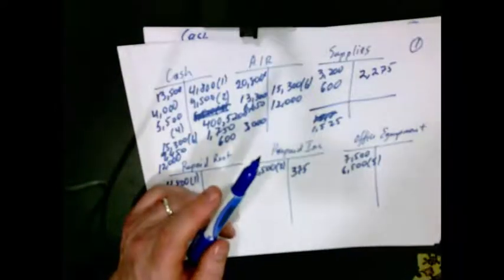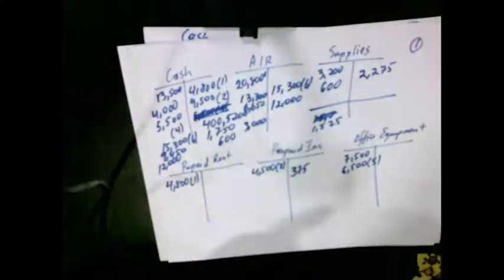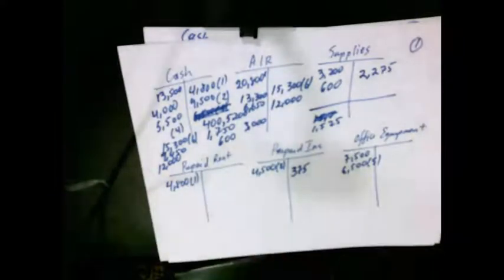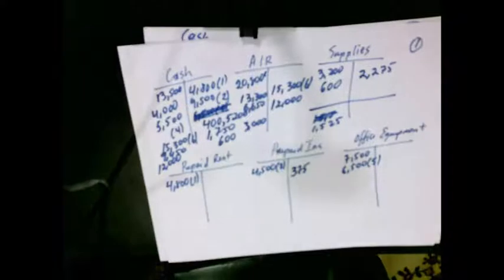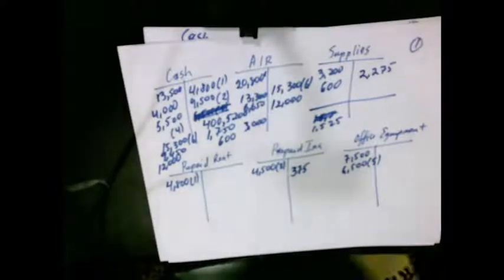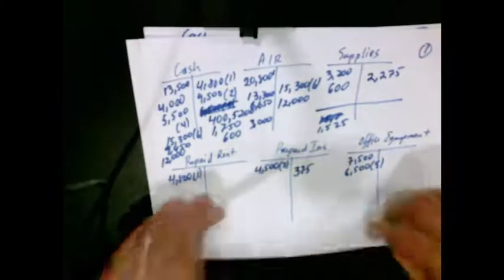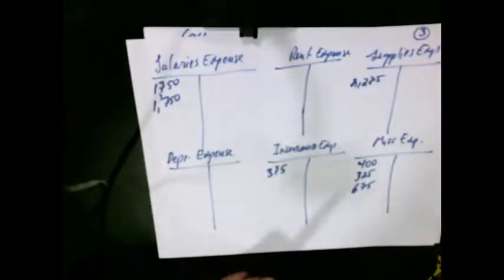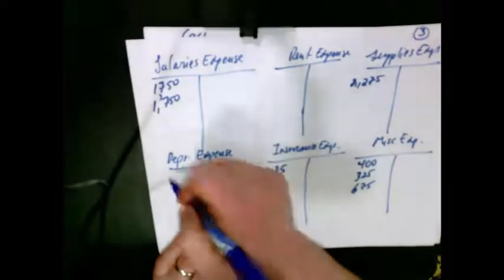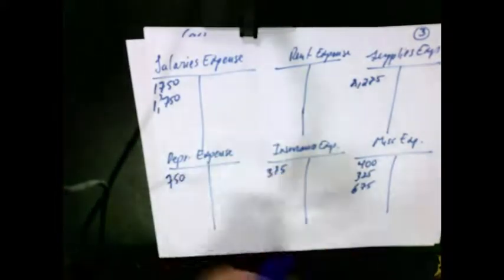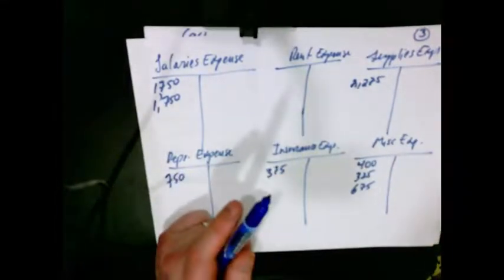It also tells us that depreciation of office equipment for the month was $750. So that's a depreciation expense entry. So we'll go back to page 3 here. There's a debit to depreciation of $750, credit to accumulated depreciation.